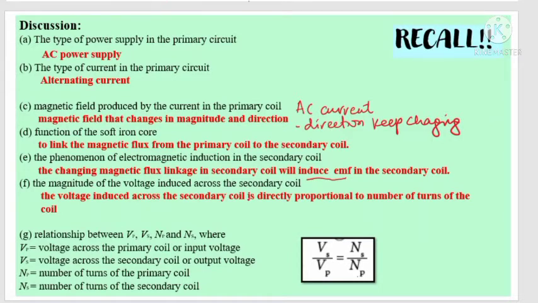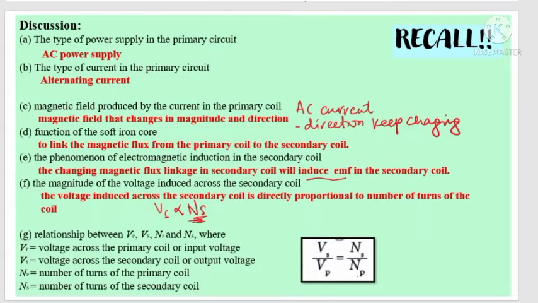The magnitude of voltage induced across the secondary coil is directly proportional to the number of turns of the coil. As an example, in a step-up transformer, to increase the secondary voltage produced, just increase the number of turns in the secondary coil. Now we want to relate the voltage across the primary coil or input voltage, the voltage across the secondary coil or output voltage, and the number of turns of the primary coil and the number of turns of the secondary coil.